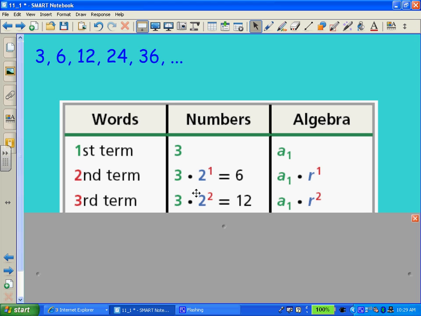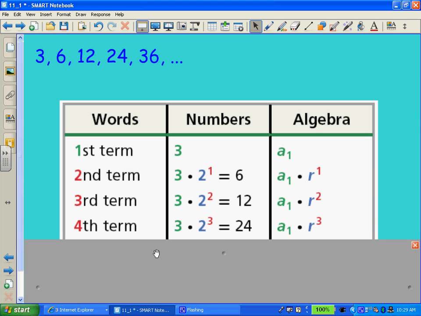3 times 4 is 12. Well, 4 is the same as 2 to the second power. Remember, 2 is our common ratio. So, if I put that in algebra, I have the first term times my common ratio to the second power.